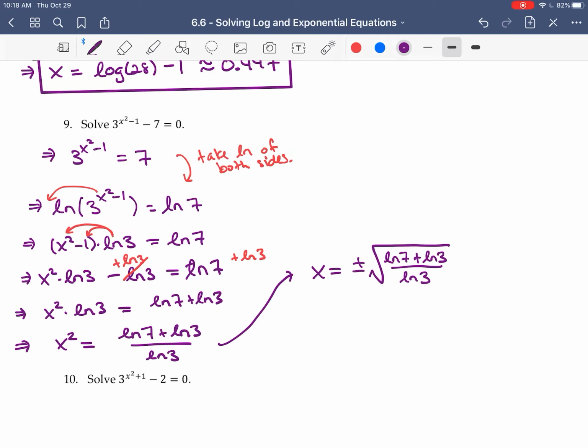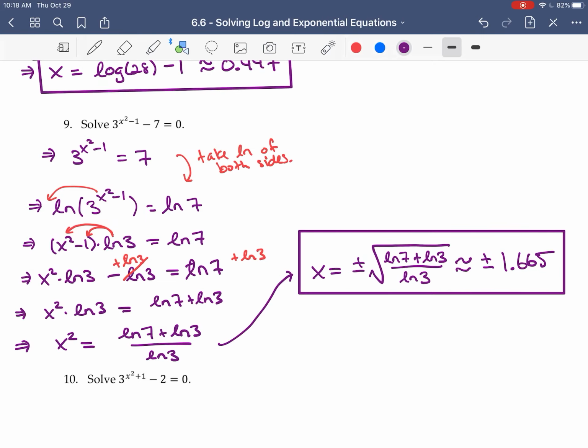Okay, ln 7 and ln 3 are both positive numbers, so this square root exists. It's going to be a positive number inside. So it's going to be approximately plus or minus 1.665. And because we didn't get any bad lns and our original equation was an exponential, both of these solutions are valid. So this gives us both solutions in the exact form and the approximate form.